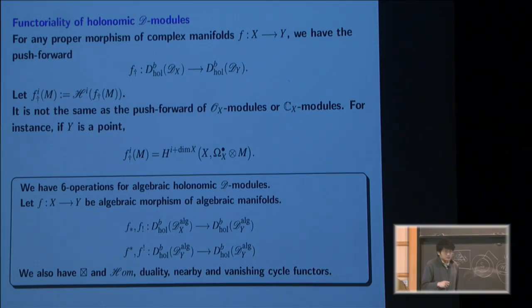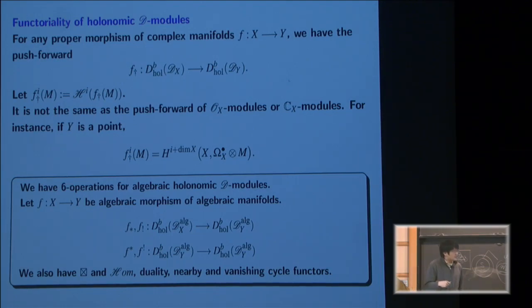And let me mention, in the algebraic setting, more strongly, we have six operations for algebraic holonomic D-modules. So, for instance, if we are given an algebraic morphism of algebraic manifolds, then we have two kinds of push-forward and two kinds of pullbacks. They are related by adjunctions and they satisfy some compatibility conditions. And we also have external product and inner homomorphism and duality and nearby and vanishing cycle functors. So we have many useful and powerful functors.